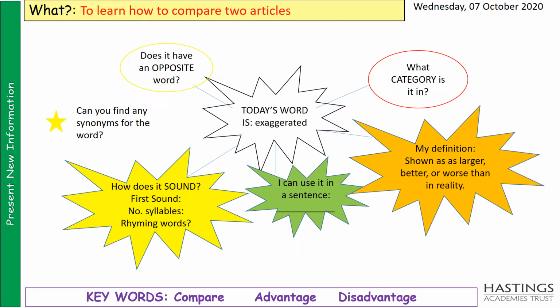So if you could go around the bubbles of the word of the day map and fill in what category it is in. So is it a noun, an adjective, or a verb? Give an example sentence. Write down if it has an opposite word if you can think of one, and how it sounds. So first sound, the number of syllables, and the rhyming words. And then a challenge there, if you want to do that as well, is to find synonyms for the word. So a synonym is a word that means the same thing. So a synonym for good might be excellent, for example. So pause the video now to give yourself a chance to complete the word map.